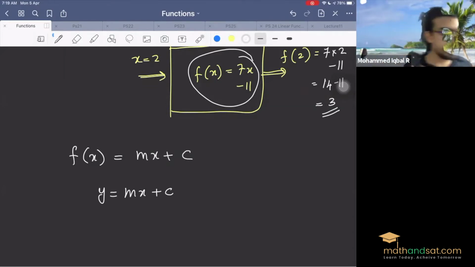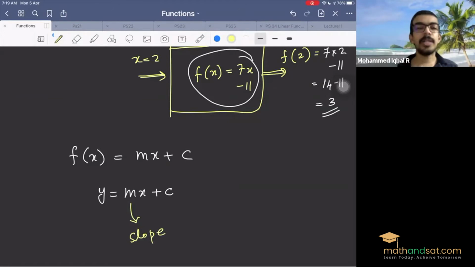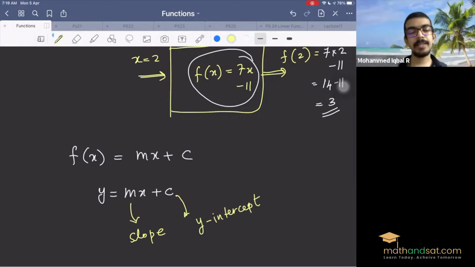Please listen carefully. This term, m, is called the slope of the linear function. And this term here, c, is called the y-intercept, or simply intercept. If somebody simply says intercept, it means the y-intercept. So please note down these two terms. I hope you've heard about these two terms. One is slope, another is y-intercept.